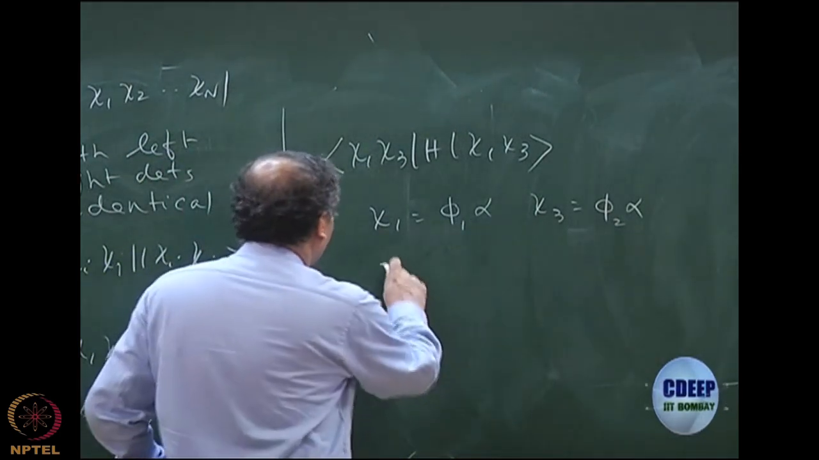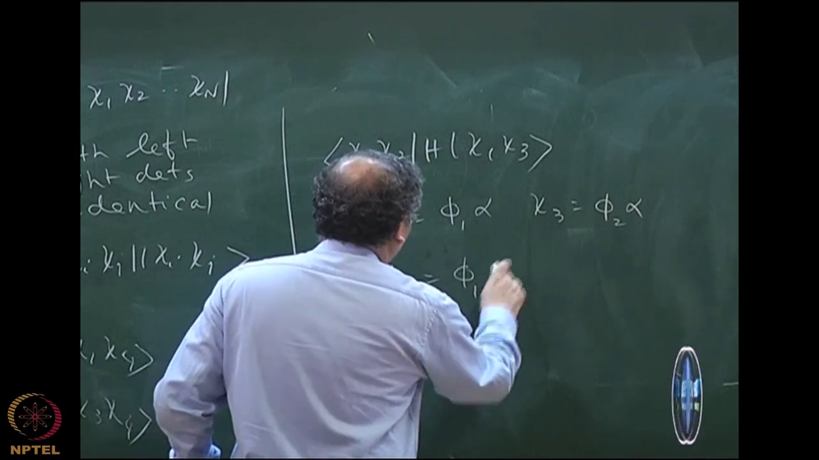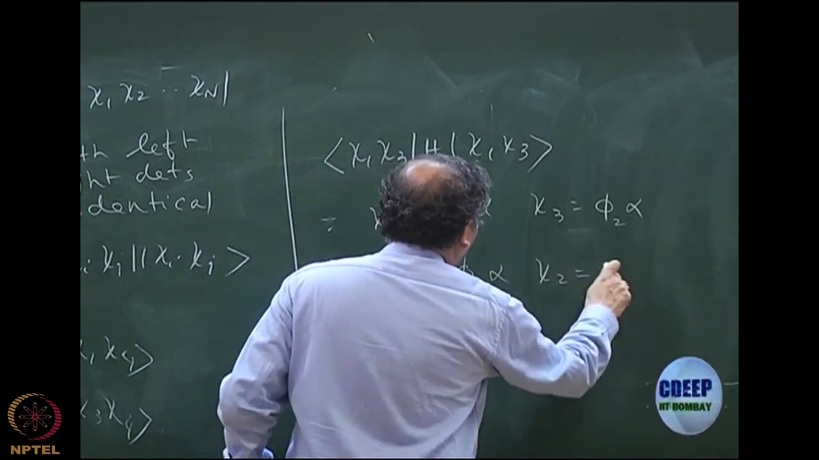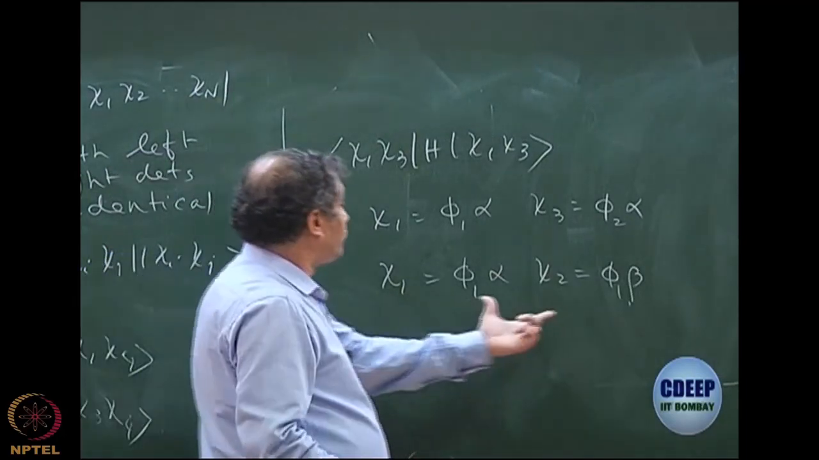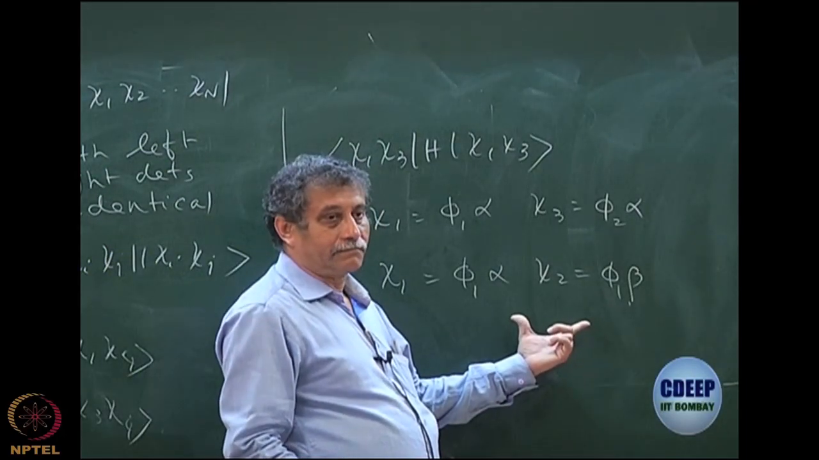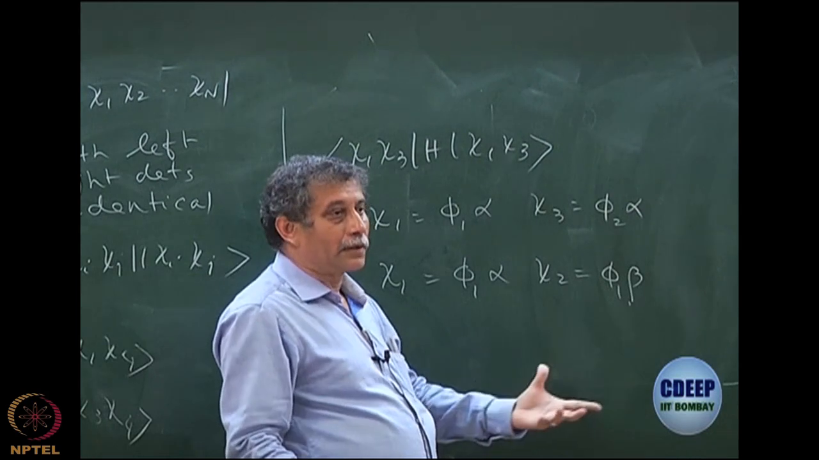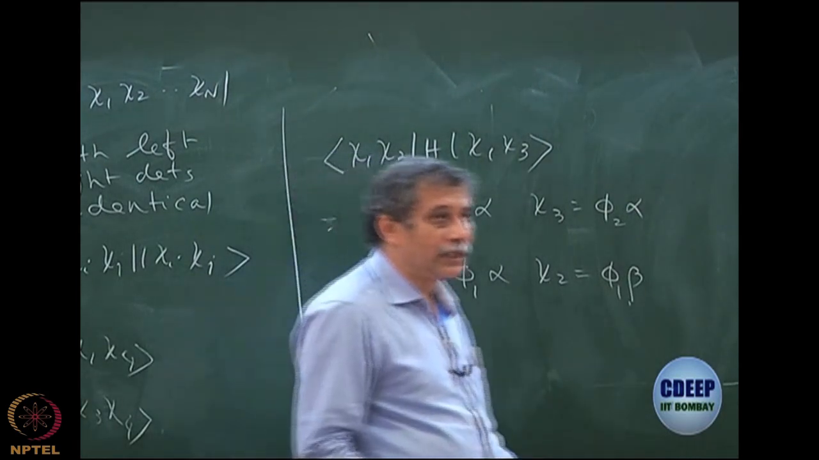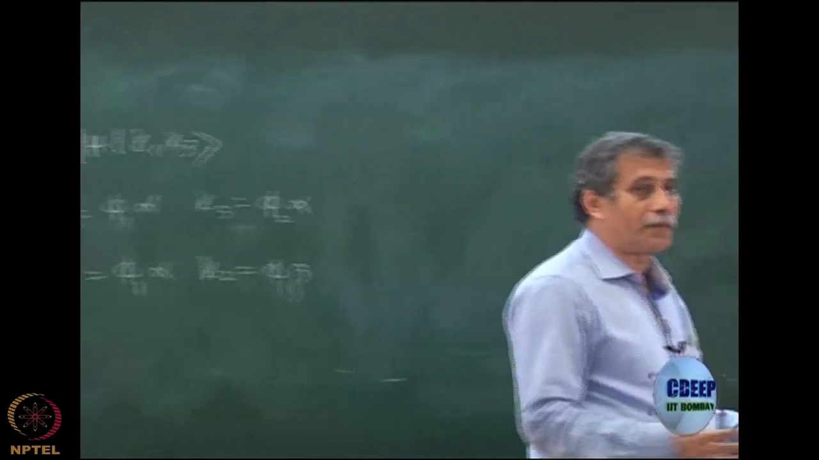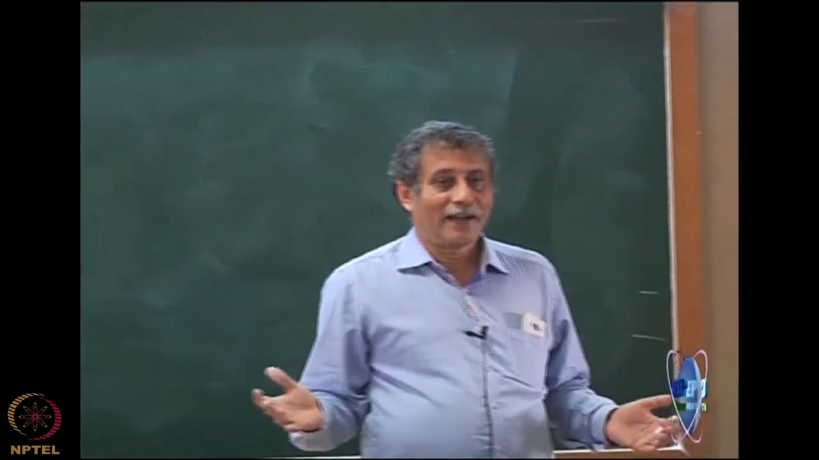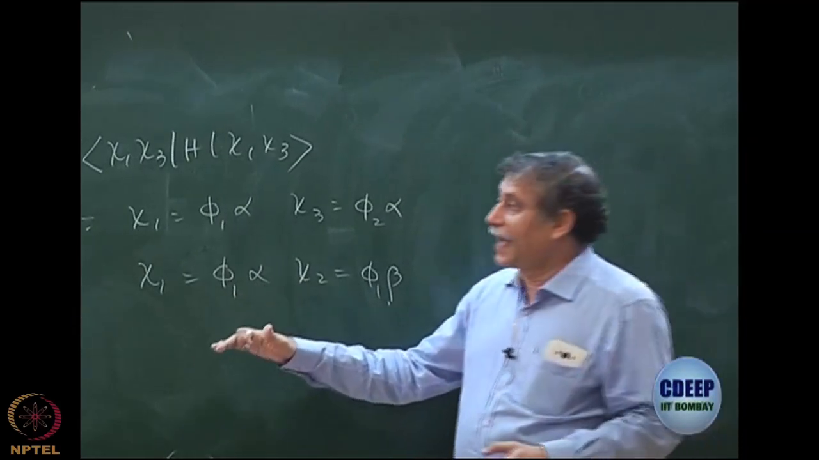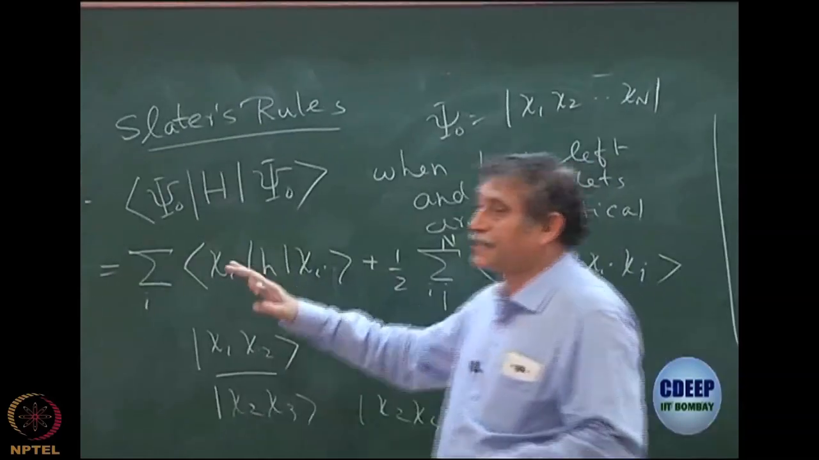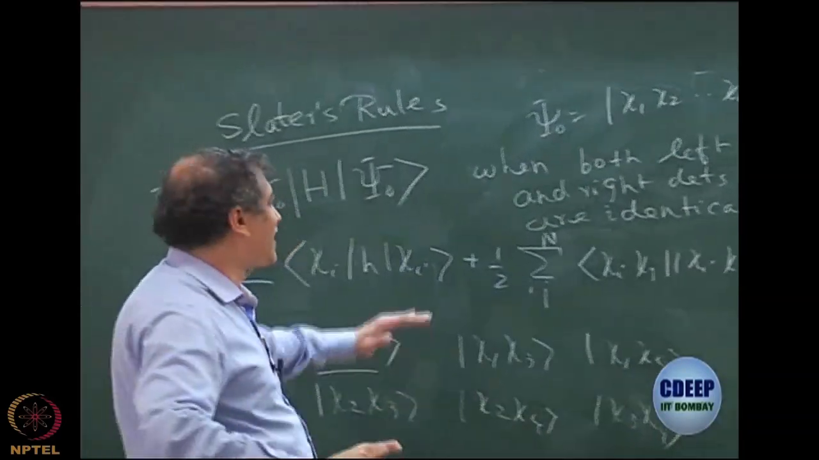On the other hand, if your chi1 is phi1 alpha and chi2 is phi1 beta, for this determinant, then of course, the exchange will not survive. You will only have a Coulomb term, because we have already told you that all pairs of electrons have Coulomb interaction, only parallel have exchange. But this parallel and anti-parallel concept comes only when I do integration of a spin. As far as writing in terms of spin orbitals, I do not care. That is a generic expression.